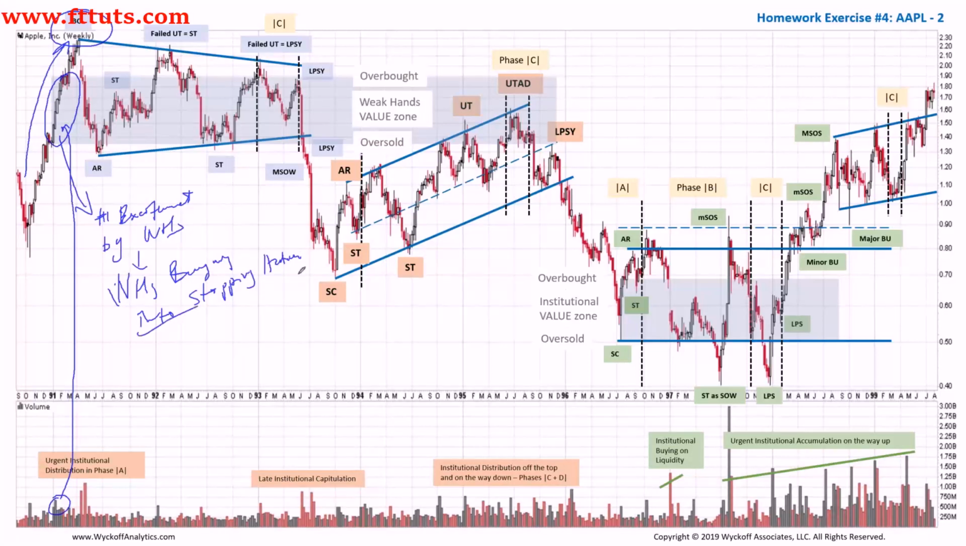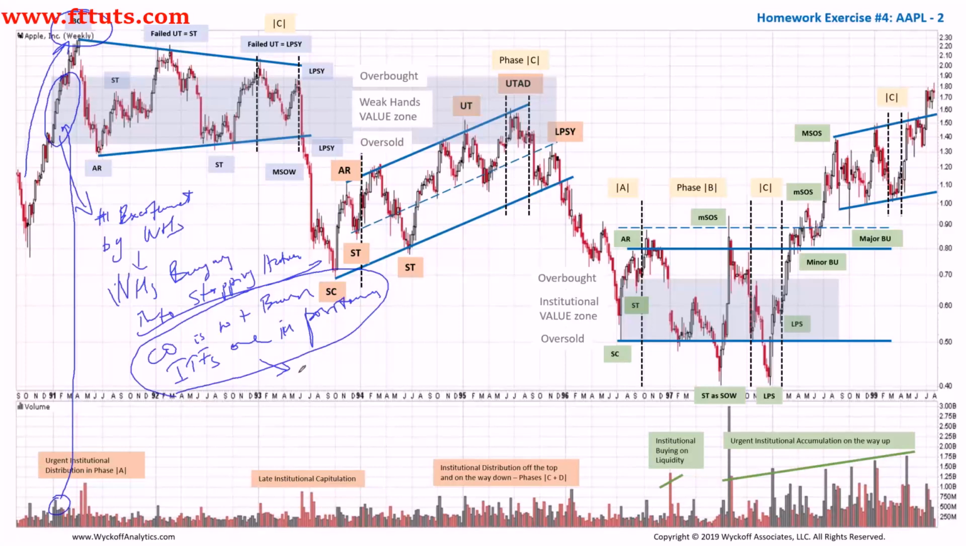Well, why does this happen? Well, because CO is not buying. ITFs are in the position, so they're not biased either. And they still do not provide a lot of supply to the market. So therefore, this is one of the spots where weak hands are going to do two things. They're going to be enjoying the profits. They're going to be profitable on the last leg to the upside.